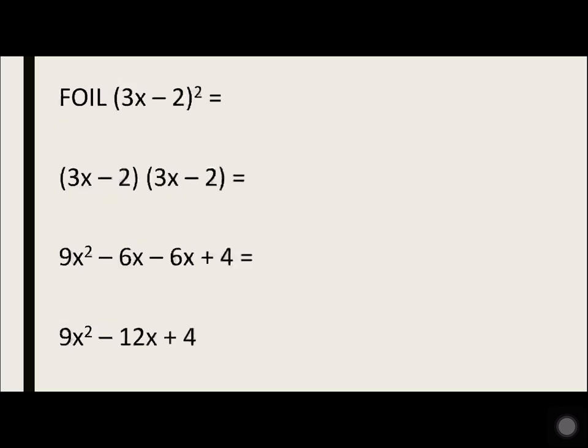FOIL 3x minus 2 squared. 3x minus 2 times another 3x minus 2. First, 3x times 3x, 9x squared. Outside, 3x times negative 2, negative 6x. Inside, negative 2 times 3x, negative 6x. Last, negative 2 times negative 2, positive 4. The minus 6x minus 6x adds up to negative 12x.